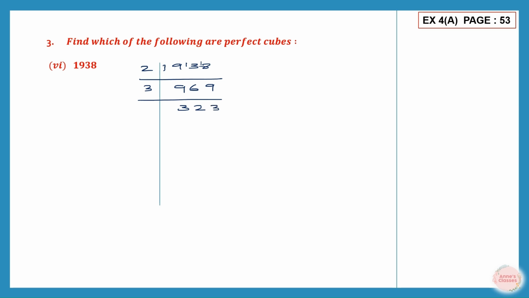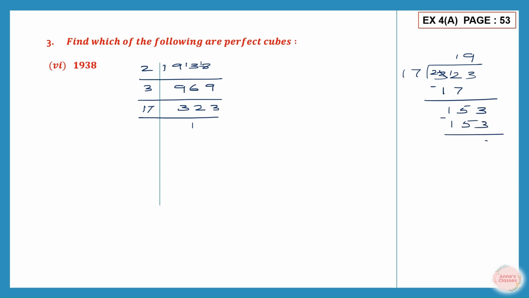3 3s are 9. Now this 323 is divisible by a prime number, that is 17. So 17 ones are 17. Then you subtract. So let's do that division here. We'll do long division. 17 ones are 17. And then what is left? Here we have to borrow 2, 12. 12 minus 7 is 5. 2 minus 1 is 1 and 3. Now 17 into 9 is 153.